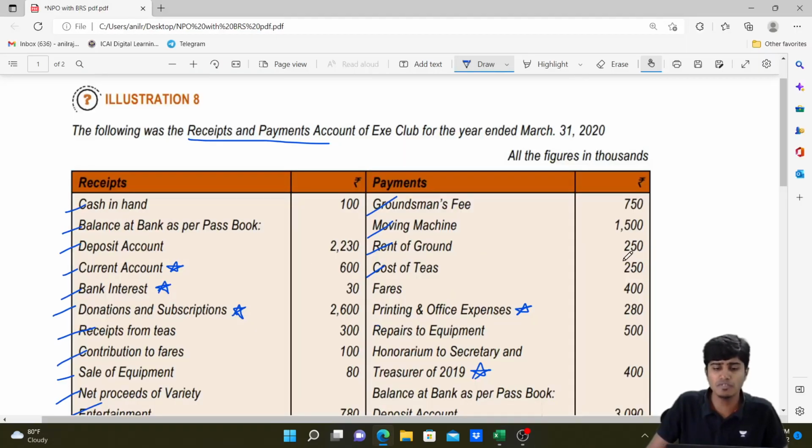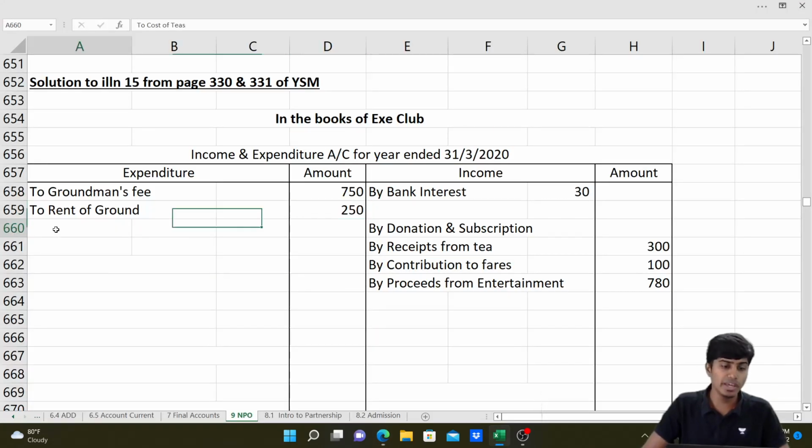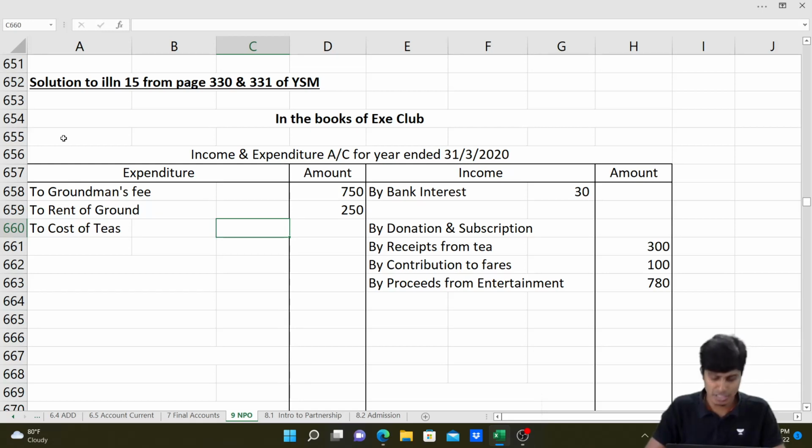So what do we have after that? We have cost of teas, 250 rupees. Whatever is there, we would take this cost of teas, 250, to our income and expenditure side. We could have written it as a net from our receipts from teas, but however we'll take it as an expense now. So shall I take cost of teas, 250, to the expenditure side? Yes, I will. Cost of teas, 250 rupees on the expenditure side.